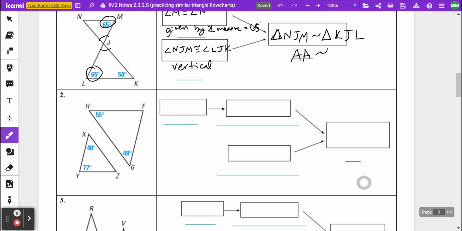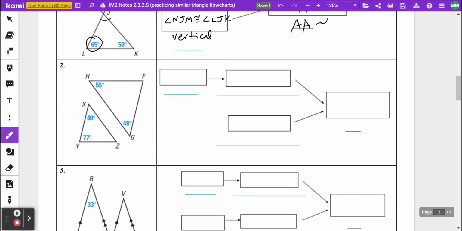Okay, let's see for this next one. I don't know right away if these are going to be congruent, but I can solve for missing angles using the triangle sum theorem. So let me see. What does angle Z equal? Let's call this 48 plus 77 plus the measure of angle Z equals 180.